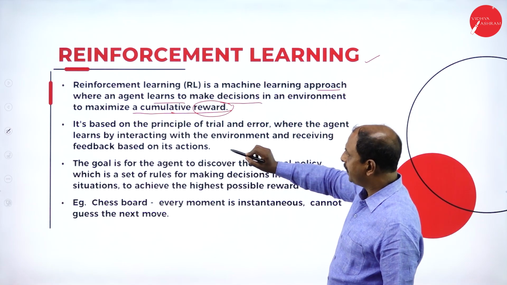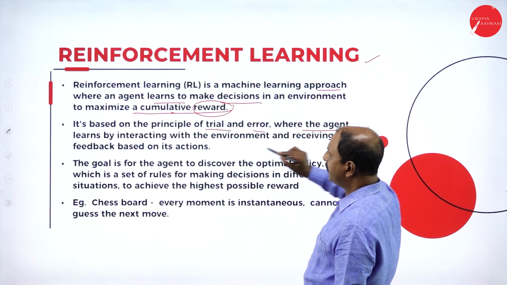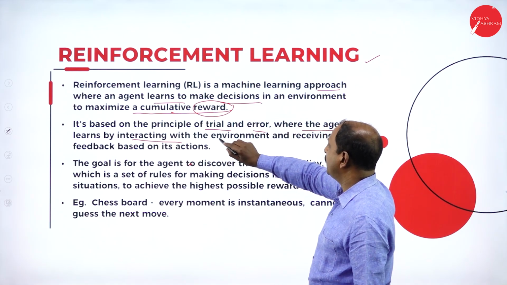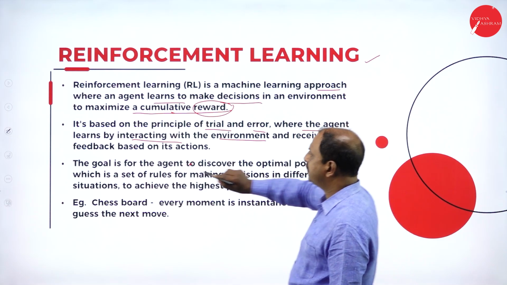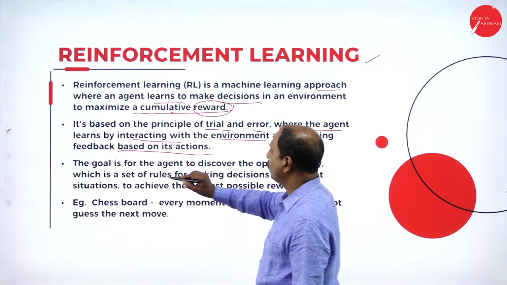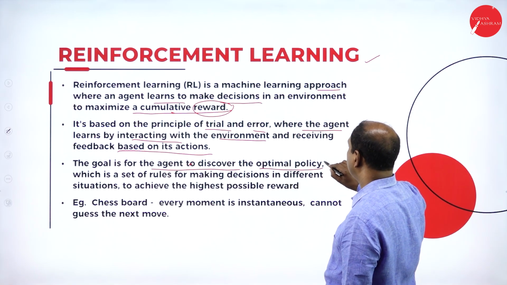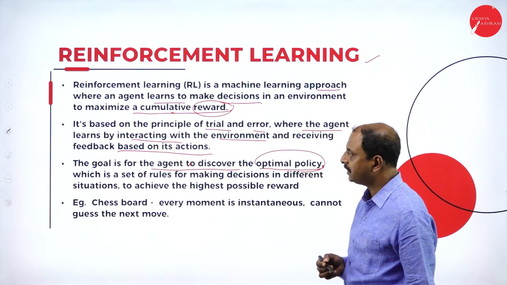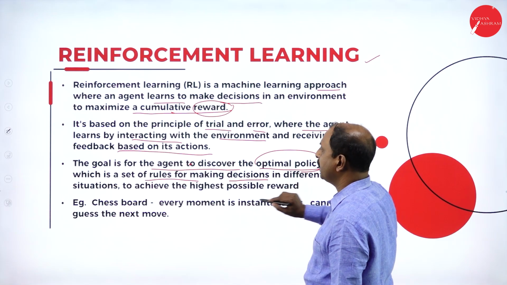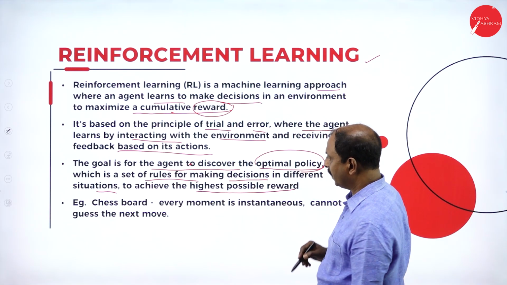Okay. Now it is based on the principle of trial and error, where the agent learns by interacting with the environment and receiving feedback based on its action. Next, the goal is for the agent to discover the optimal policy. This is the main aim, which is a set of rules for making decisions in different situations to achieve the highest possible rewards.